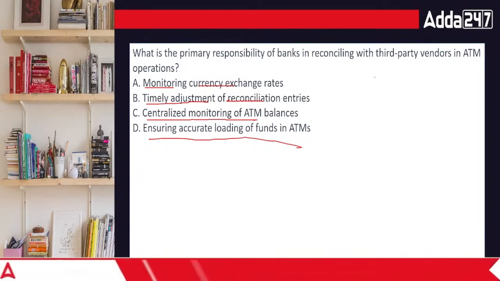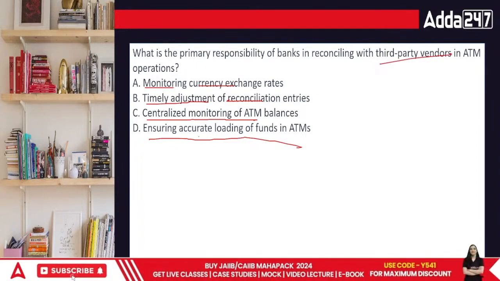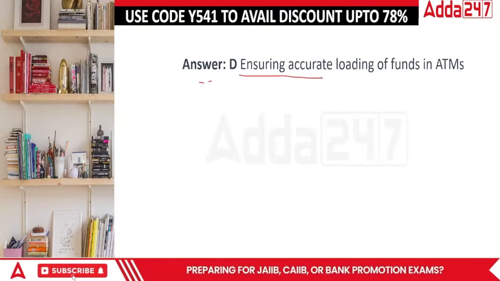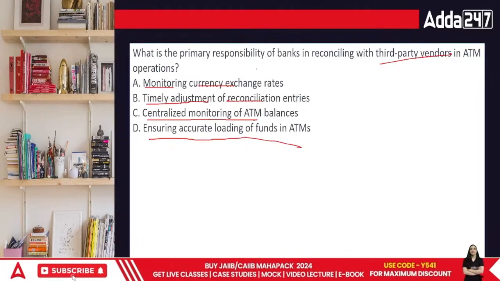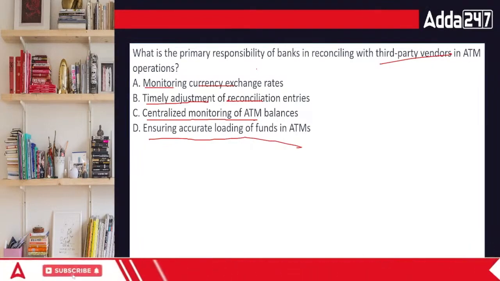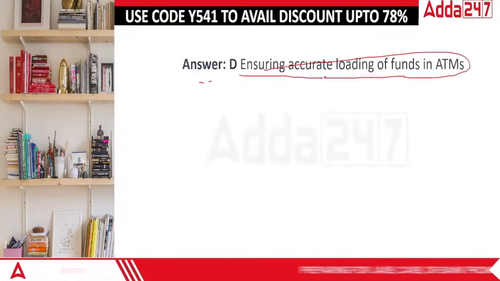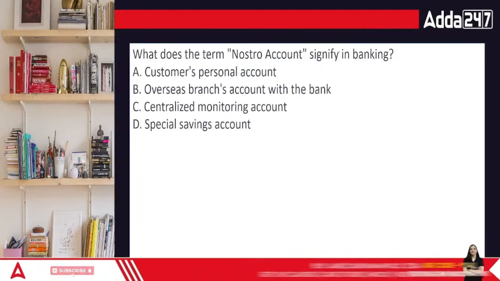Basically, when we are looking towards third party vendors in ATM operations, we have to go for it sometimes. Why do we have to make sure? Because we need to ensure that accurate loading of funds in ATMs is possible, right? So, just to maintain that accuracy, we have to reconcile with the third party vendors with whom we are working. So, in this case, the correct answer is going to be ensuring accurate loading of funds.